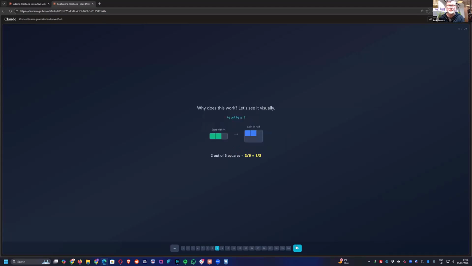Why does this work? Well, let's have a look at it visually. 1/2 of two-thirds is, well, what do you think? Let's go through it. Start with two-thirds, split it in half. 2 out of 6 squares is 1/3, isn't it? Think about it. Just go back and watch that again if you're not clear. Don't forget to simplify. I mentioned that a moment ago. So 2/6, we can divide both of those by 2, and then we get 1/3. So that's the answer, 1/3.